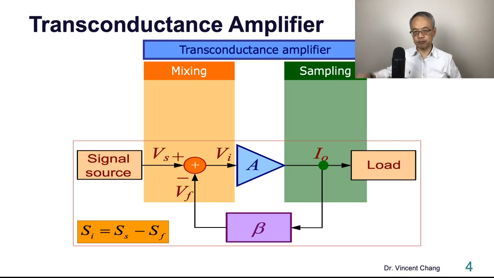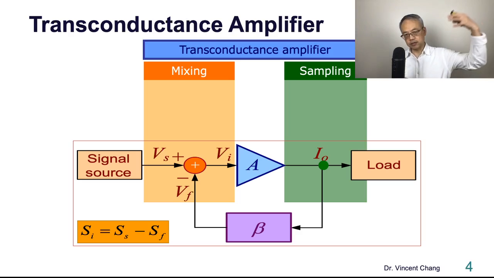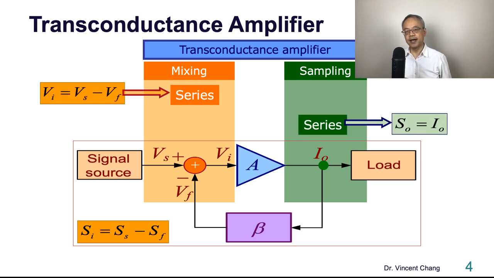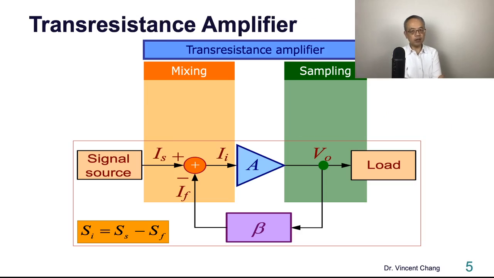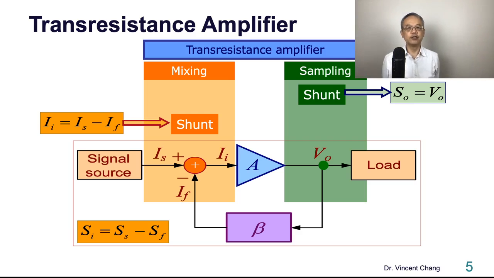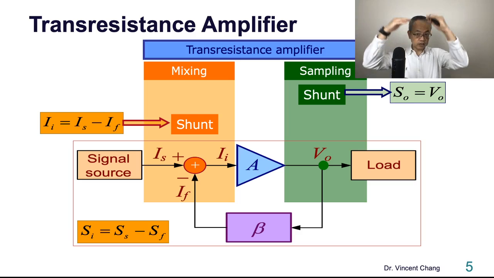What about the third one? Transconductance amplifier. So voltage input and current output. Voltage in should be series mixing and current output should be series sampling. So series feedback. The last one, transresistance amplifier. So it's current mixing, shunt mixing, and shunt sampling. So shunt feedback.